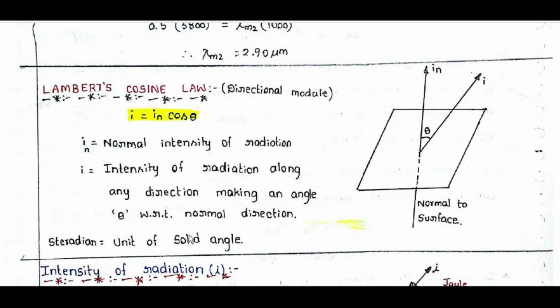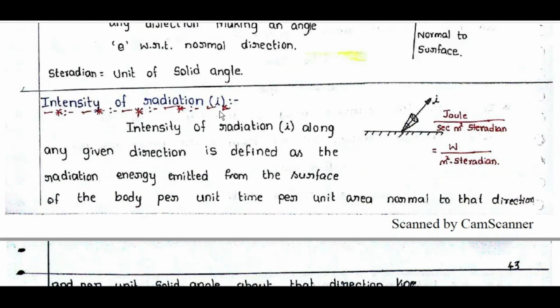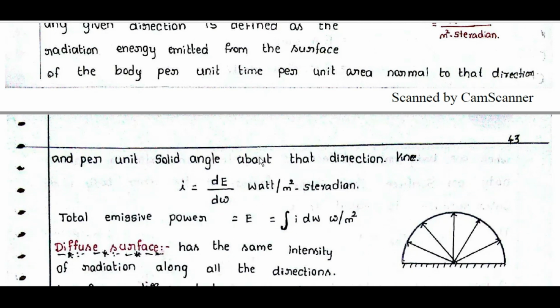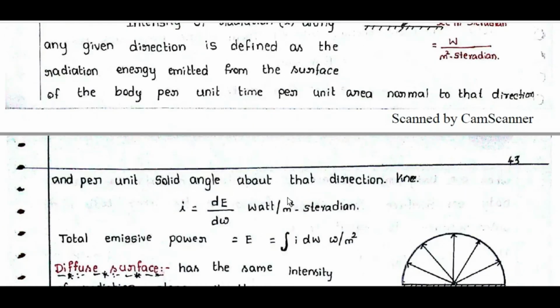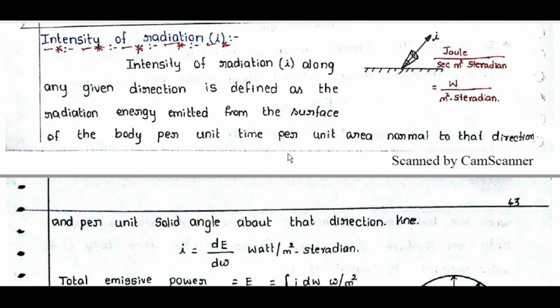Steradian is the unit of solid angle. Intensity of radiation I along any given direction is defined as the radiation energy emitted from the surface of the body per unit time per unit area normal to the direction, and per unit solid angle about that direction. I, in joule per second meter square steradian, is equal to watt per meter square steradian. I is equal to dE by d omega, watt per meter square steradian. Total emissive power E is equal to the integral of I d omega, watt per meter square.